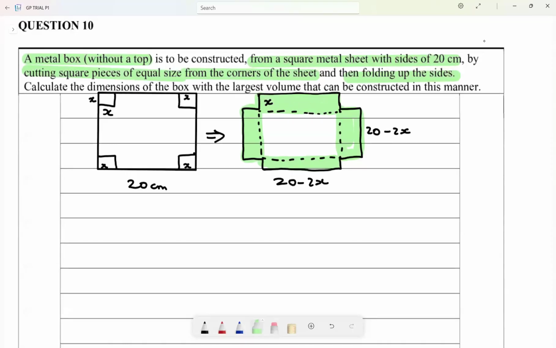So just imagine yourself now folding those sides. When you fold those sides, what's going to happen is that you're going to end up having a box that is sitting again. And when you fold the sides, remember this dimension here is still x. It means this is also x.